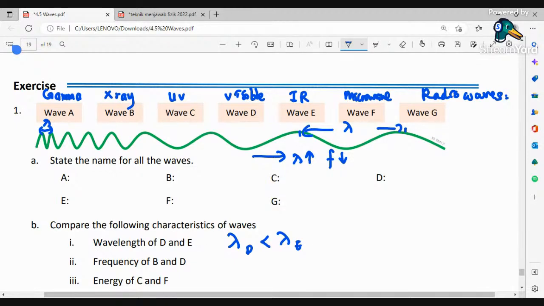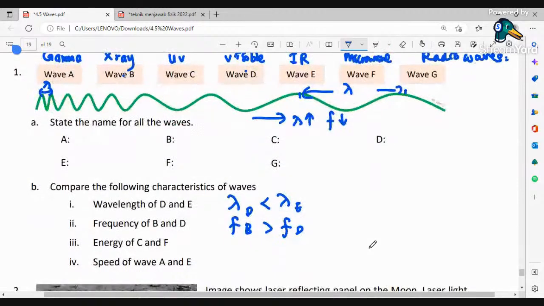Frequency of B and D. So this one has a longer wavelength, this one is shorter, a smaller frequency. So frequency of B is more than frequency of D. Energy of C and F. Energy goes with high frequency, so meaning energy of C is more than F.